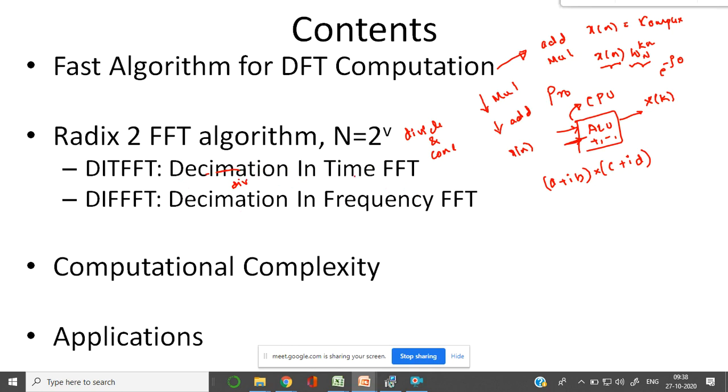So decimation in time means it is time domain, dividing the values in terms of time in time domain, and decimation in frequency means dividing the values in frequency domain. That's it. That is the meaning of decimation in frequency.